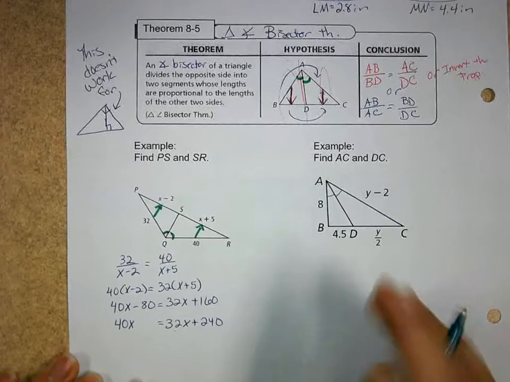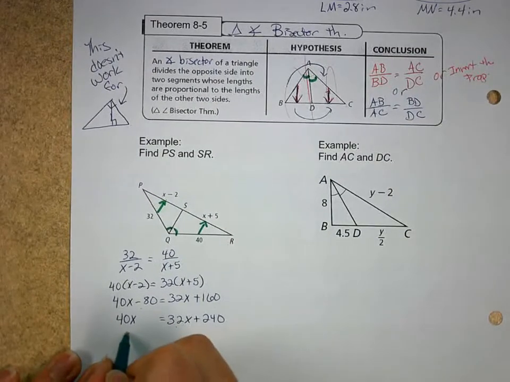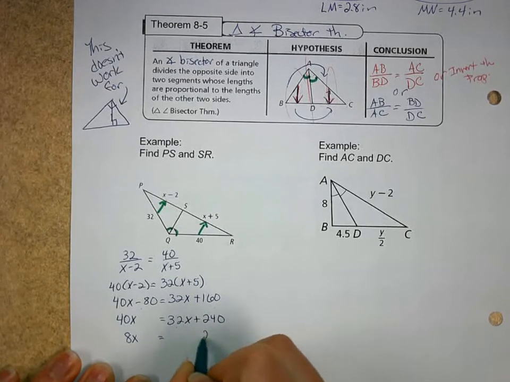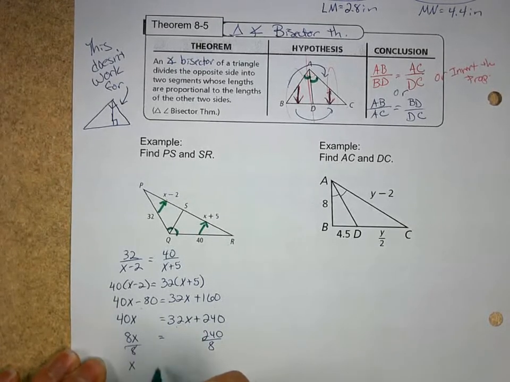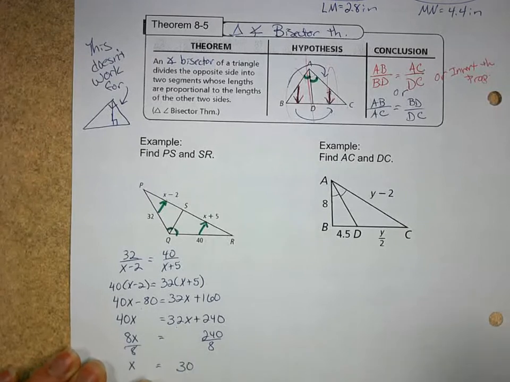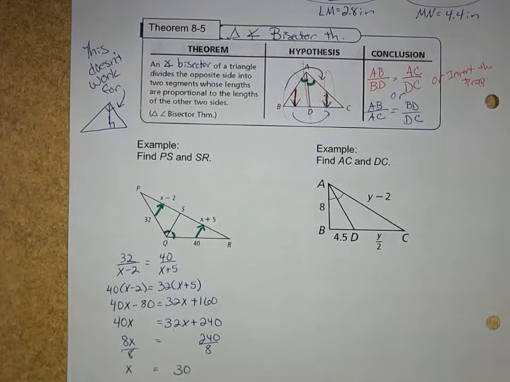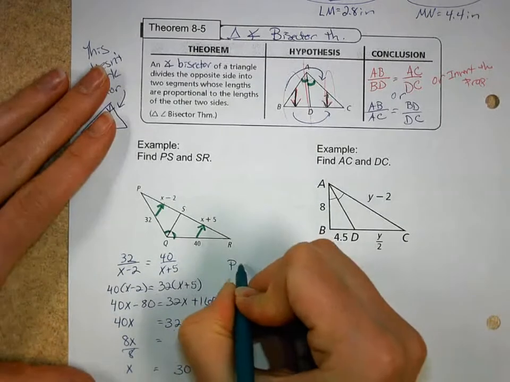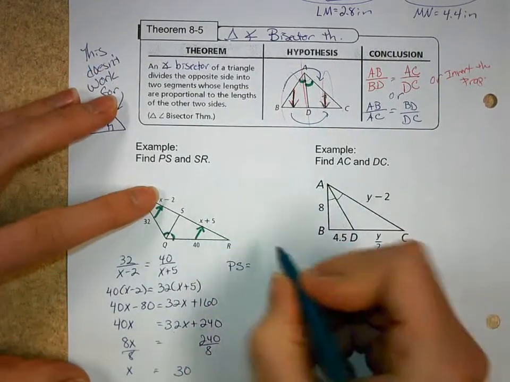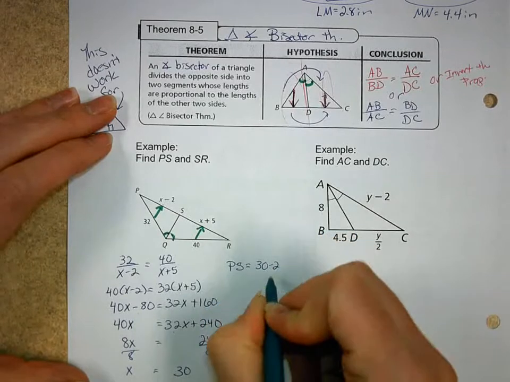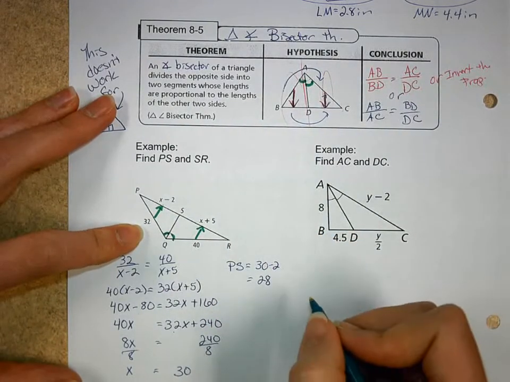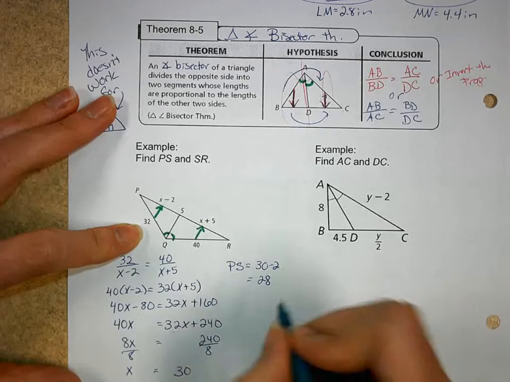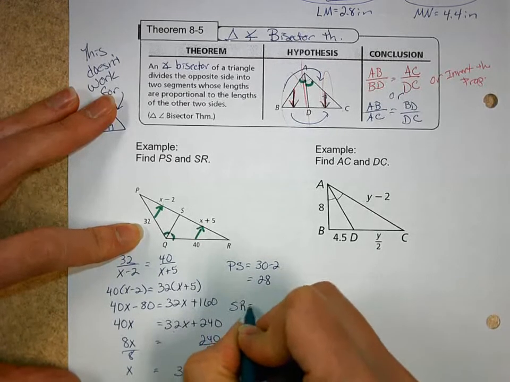Subtract 32x from both sides. I get 8x is equal to 240. Divide by 8. x is equal to 30. So I like that a lot. And so then we just plug this in and go, all right, segment PS, if I plug it in, that's going to be 30 minus 2. That equals 28. And then for our next one, we have segment SR.